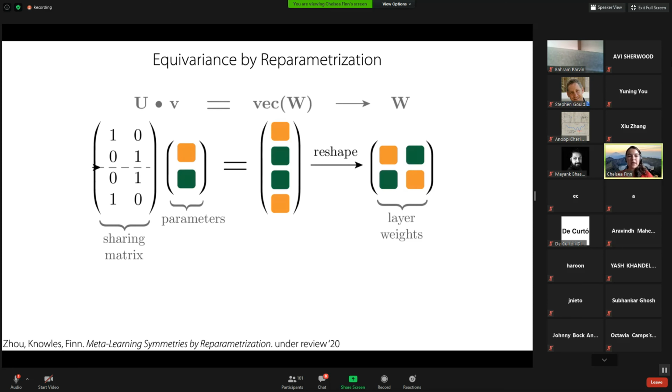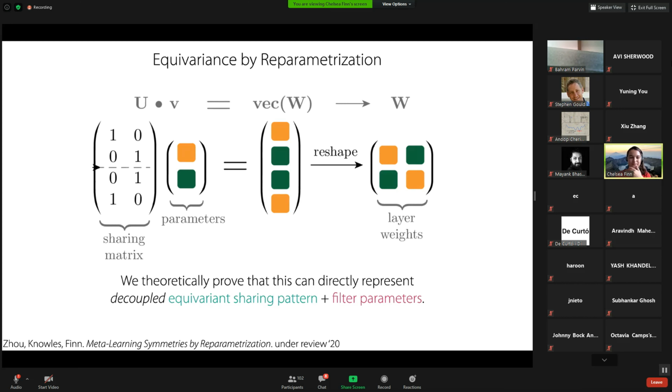And when we multiply this matrix times this vector, we'll get a vector of weights, and then we'll reshape that into a fully connected network. Essentially, this is a way to reparameterize, in this case, a fully connected layer, just a matrix, as something that is composed of a smaller number of parameters.